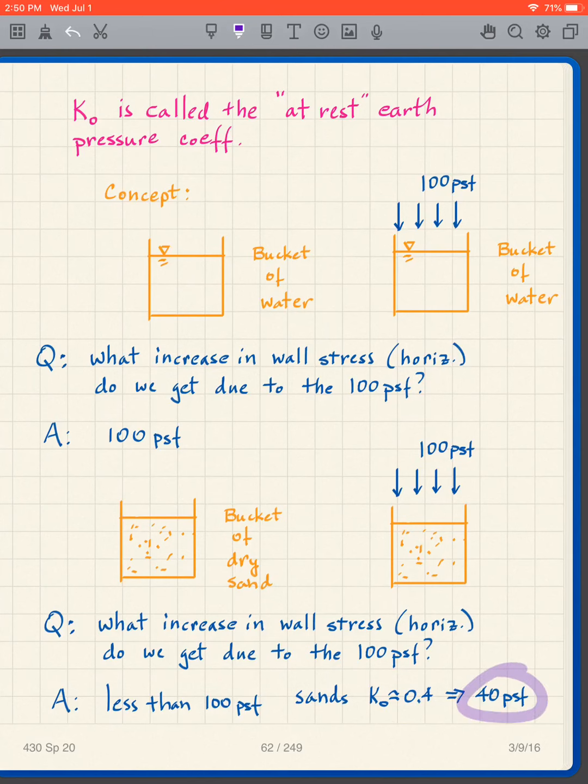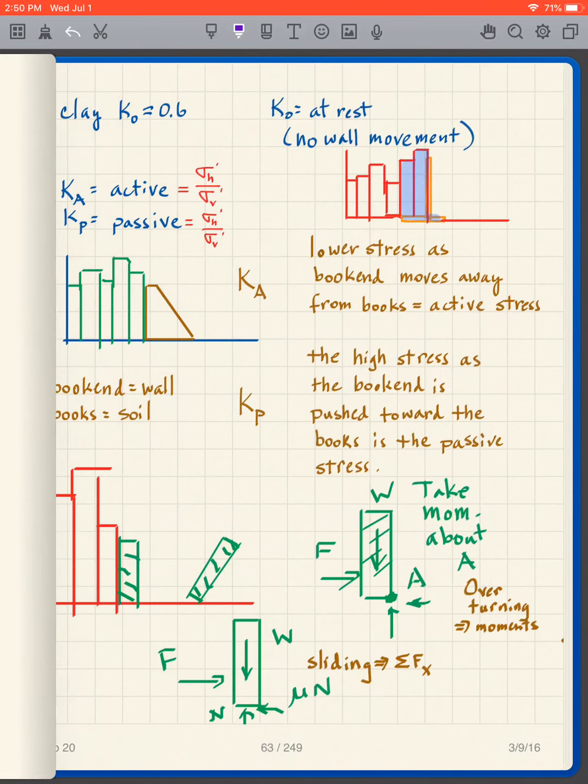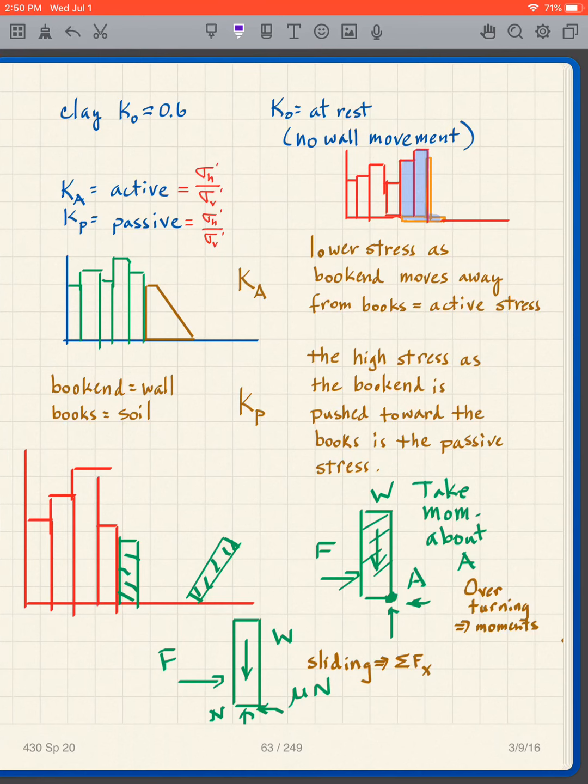Each sand will have a different number for that. Each different type of sand, for instance. So I apply 100 at the top, but the walls only feel 40. And that means that my K0 is 0.4. You can measure this in the lab. So that is essentially the meaning of the word K0, the at-rest earth pressure coefficient. For clay, a better estimate of the K0 is about 0.6.